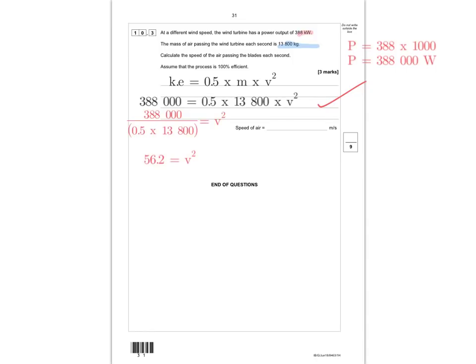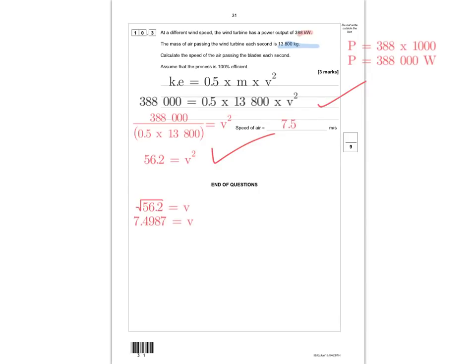To get the second mark of the question, you need to rearrange that equation to get 388,000 divided by 0.5 times 13,800 equals velocity squared, as shown here. And then from there you can get 56.2 is equal to velocity squared. So either of those things written down will get you a mark. The final mark then is for square rooting that answer and getting the correct answer for velocity.